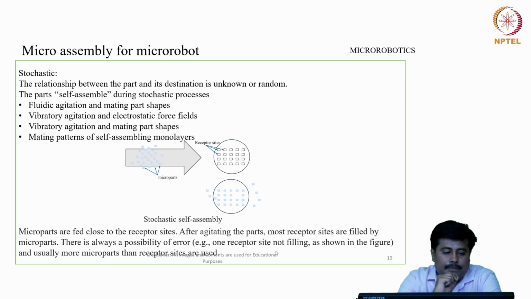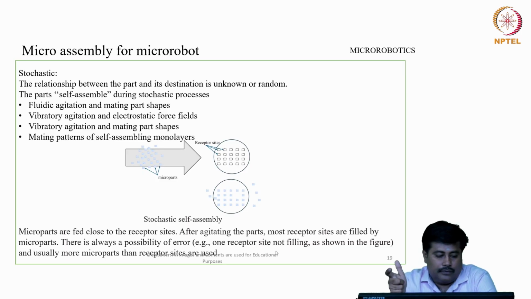So one of the key aspects is called a stochastic effect. As far as the stochastic effect is concerned, it is a relationship between the part and its destination that is unknown or random. So the parts are self-assembled during the stochastic process. It has fluidic agitation and mating part shapes, vibratory agitation, and electrostatic force fields.